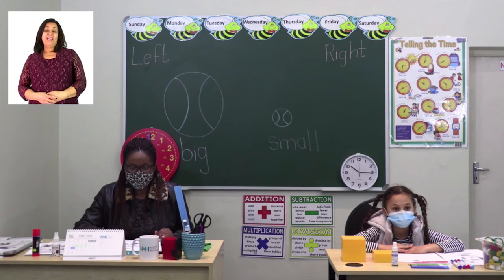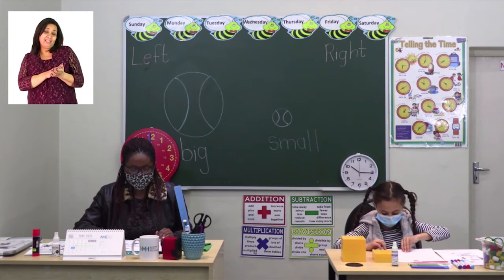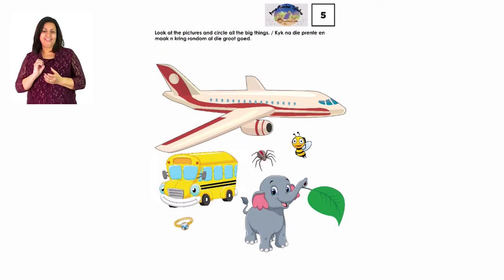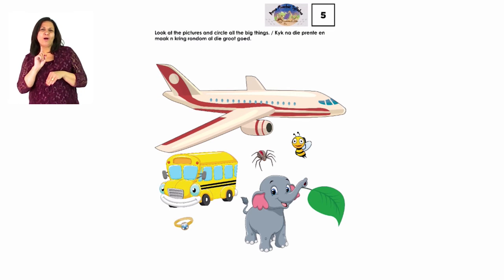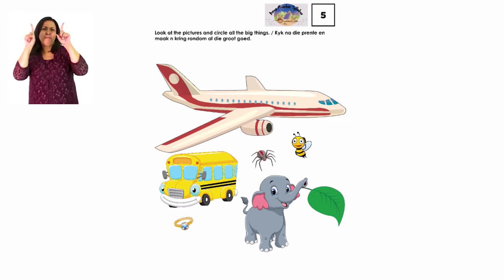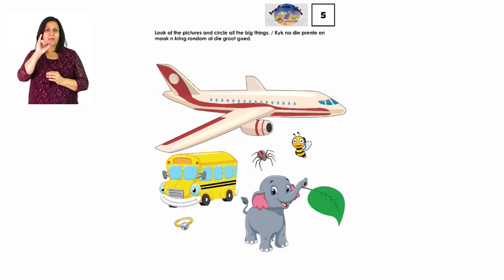Let's turn to page 30 of our booklet. Now let's look at the instructions. The instructions say, look at the pictures and circle all the big things. I would like to explain to you what big means. Big means large or huge.